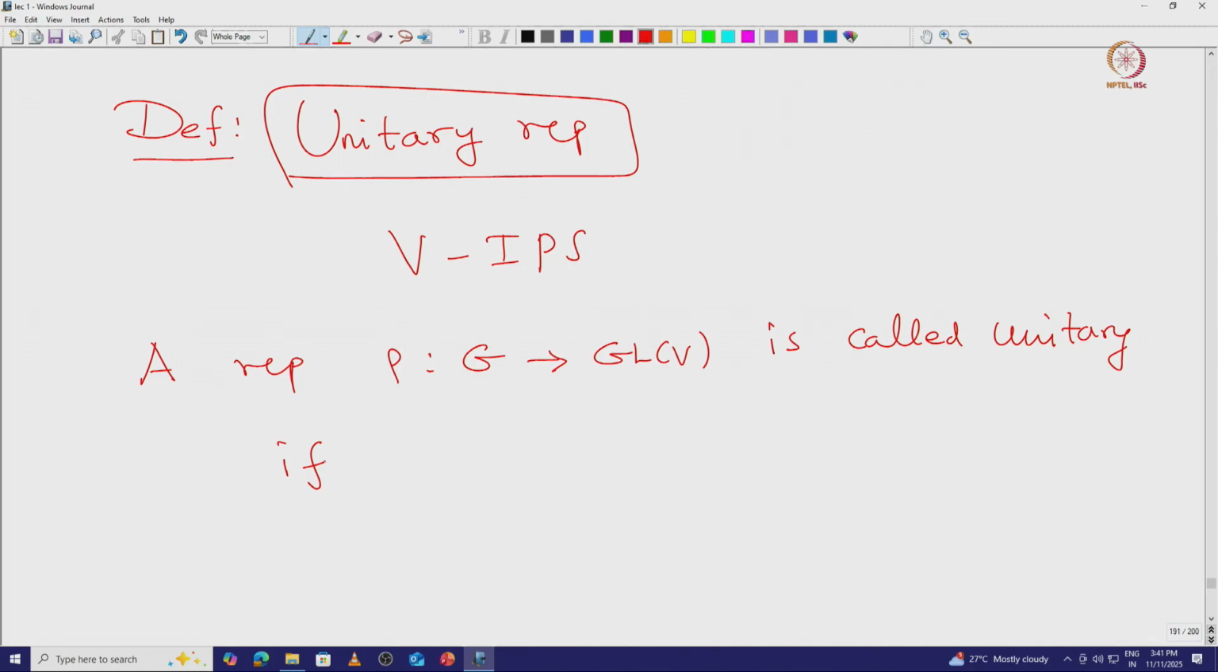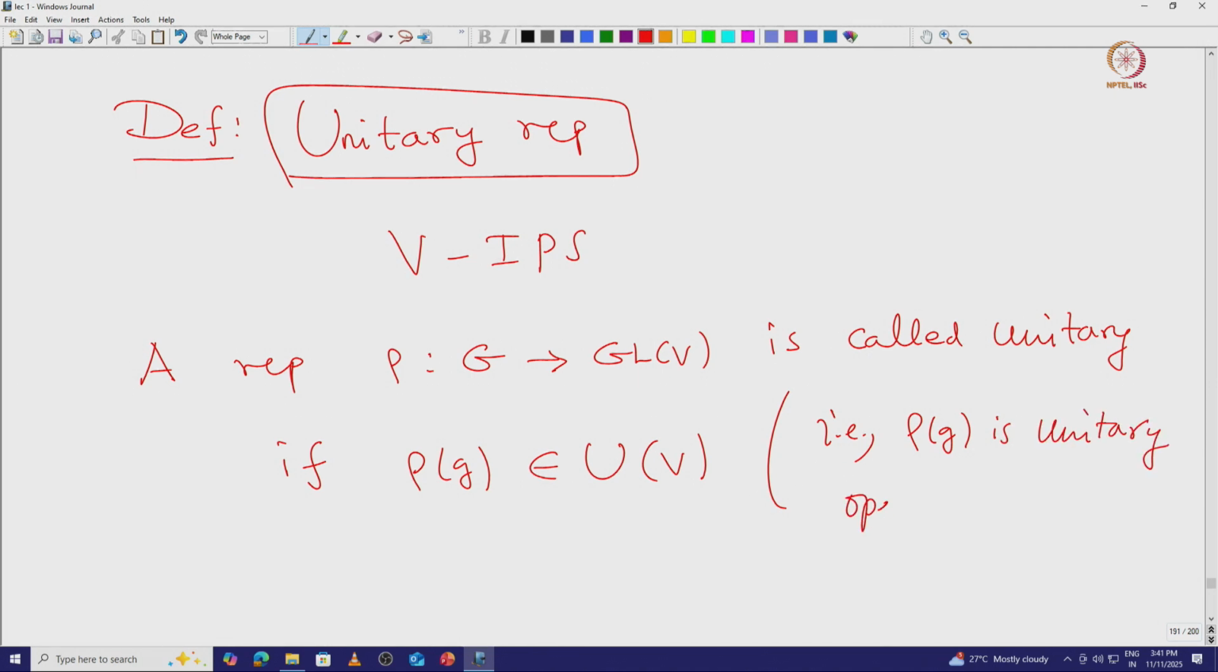That representation rho is called unitary if all the images of G, that means rho(g), live inside the unitary group U(V). So this rho(g) is a unitary operator for all g in G.